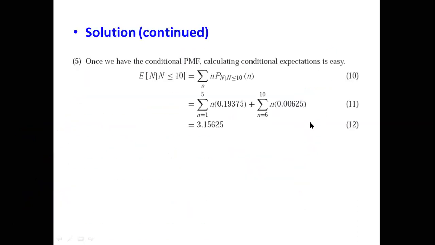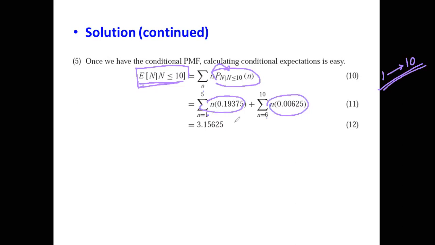Okay, the next question was this one: expected value of n conditional on n less than 10. Definitely that would be the summation of n times pn. This pn we have already understood, and this is from n equals 1 to 10, isn't it? Yes, sir. There are two ranges: one is 1 to 5, another one is 6 to 10. So you use n into pn plus n into pn and you will find the value. It's very easy.